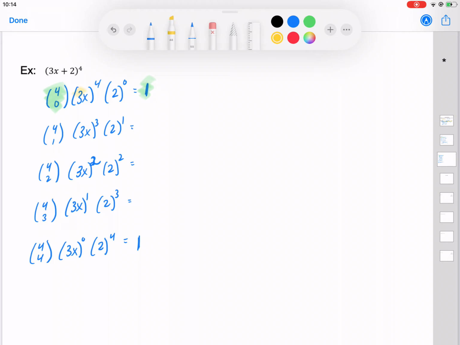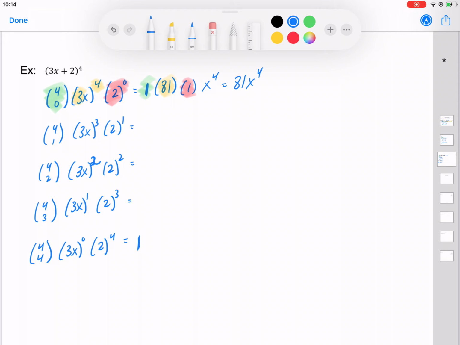Then the next term is 3 to the 4th. 3 to the 4th is 81. Then we've got 2 to the 0. I'm skipping the x for now. 2 to the 0 is just 1. These are all coming from here. And, oops, wrong one. So you know which part I'm getting that from. And then we've got our x to the 4th. So our first term is 81x to the 4th.